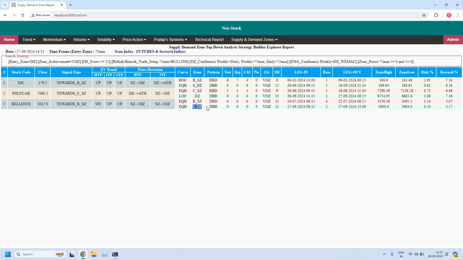Reliance's advantage is that it is a high liquidity zone, and IOC is having a high liquidity zone, and also it is having EMA, weekly EMA confluence.